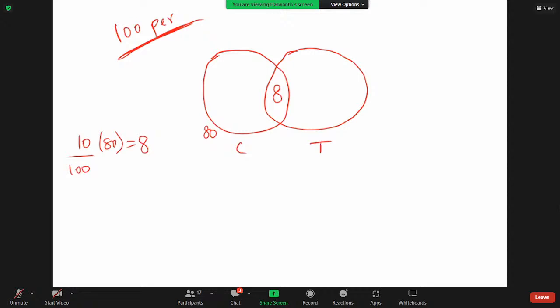Total value of coffee set is 80. 8 is already present in the both region. So remaining, only coffee would be 70.